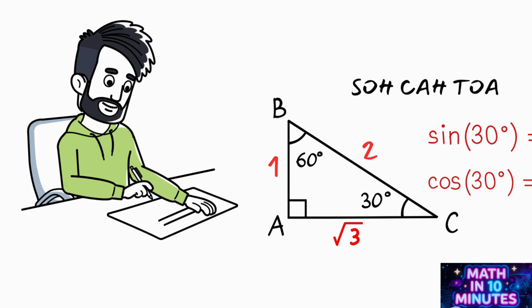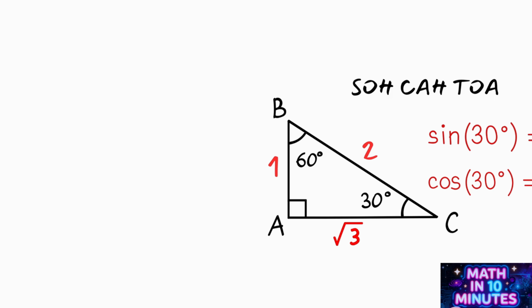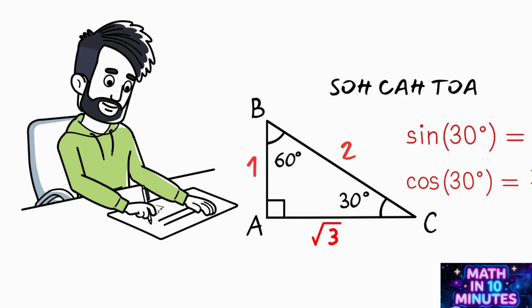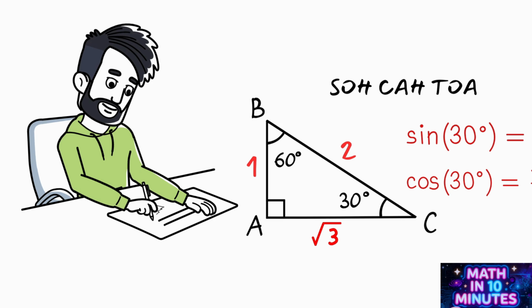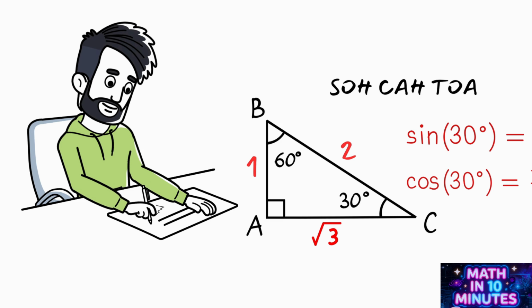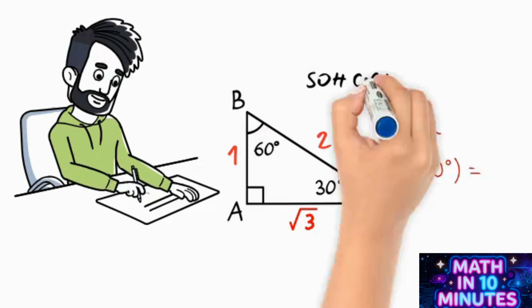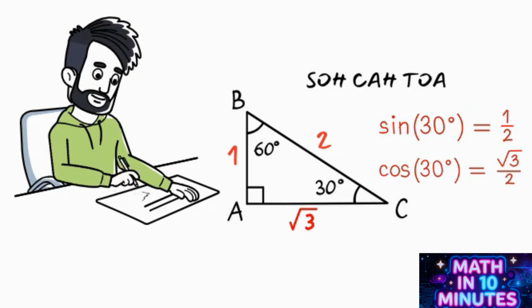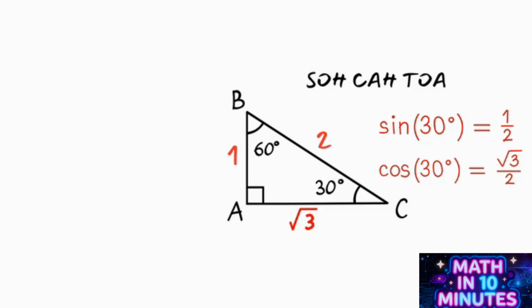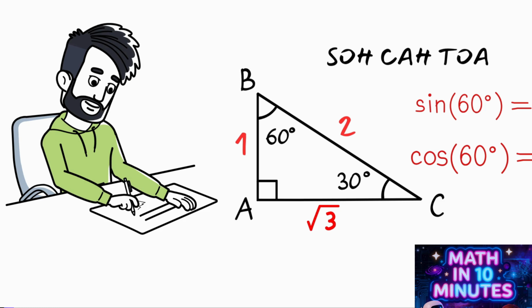Now you can pause the video and find sine of 30 degrees and cosine of 30 degrees. Remember the rules: sine opposite over hypotenuse, cosine adjacent over hypotenuse. What could be the answer then? Sine of 30 degrees is equal to 1, which is opposite, over 2, which is hypotenuse. Cosine is radical 3 over 2.